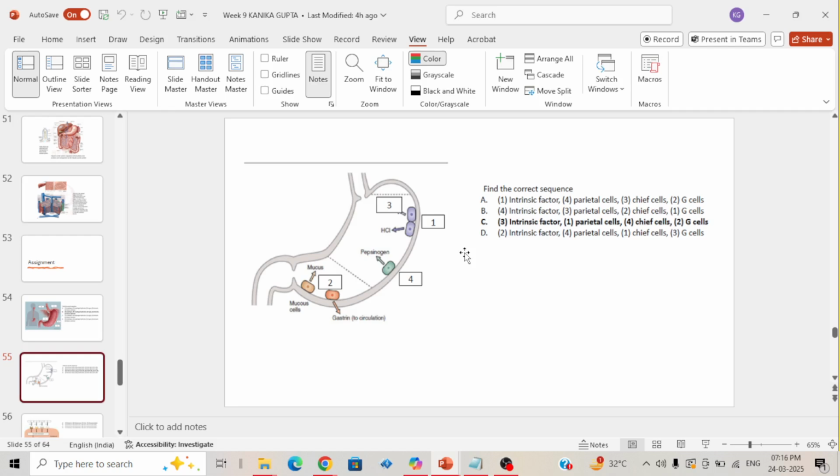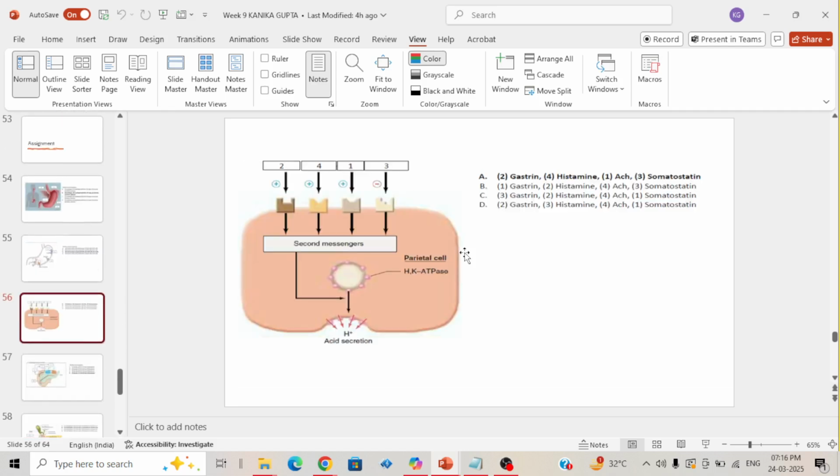G cells. Perfect. And the pepsinogen is secreted by chief cells. Perfect. Okay. What does this diagram indicate?